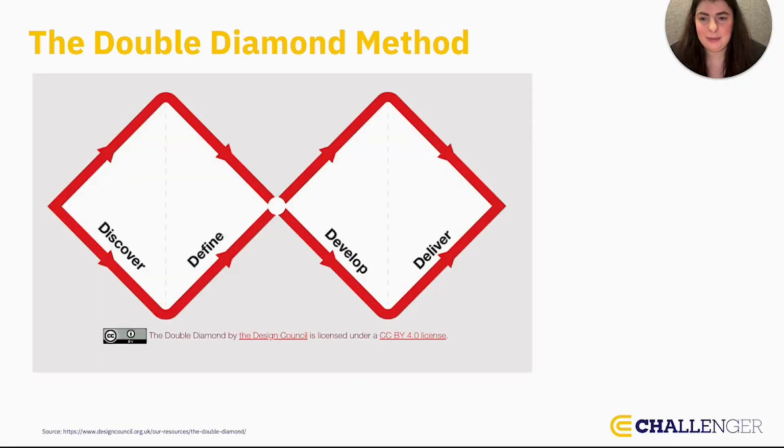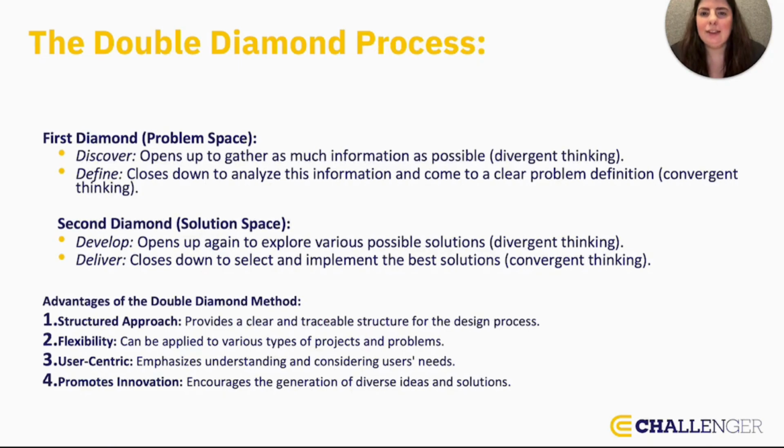Let's look at it. Here you can see a picture about it, and we also have an exercise in the workbook for you here as well. Let's talk about it more in depth. The first diamond is the problem space I told you. Discover part is to open up to gather as much information as possible. Then we define it. We close down to analyze this information and come to a clear problem definition.